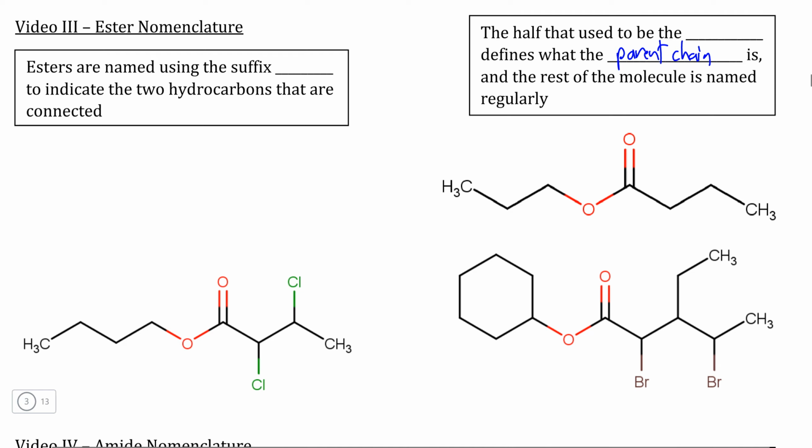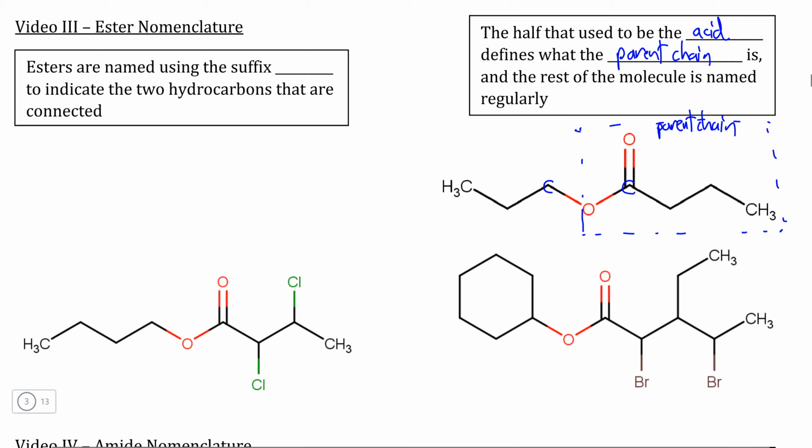In ester compounds, this is relatively simple to do because all that we need to look for is the half of the molecule that used to be the carboxylic acid before the dehydration synthesis reaction occurred. We can see in the top right molecule here that the leftmost carbon has an oxygen that links it to another carbon, but more importantly, this carbon contains a double bonded O. So we can see that this side used to contain the acid functional group before the dehydration synthesis reaction occurred. From this, we can conclude that this is the parent chain of our molecule.